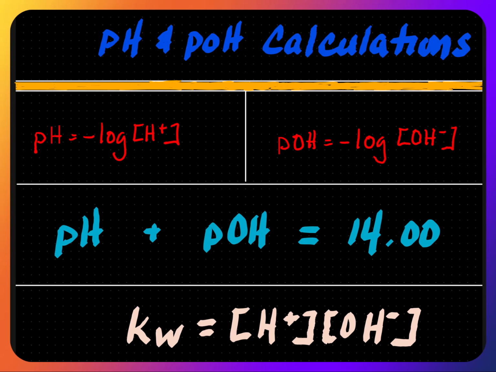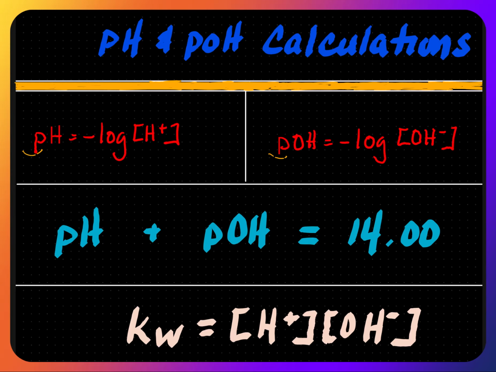pH and pOH calculations. pH is equal to the negative log of H+ concentration, or the hydronium ion concentration, H3O+. pOH is equal to the negative log of OH- concentration. P here stands for negative log. When I add pH plus pOH, it is equal to 14.